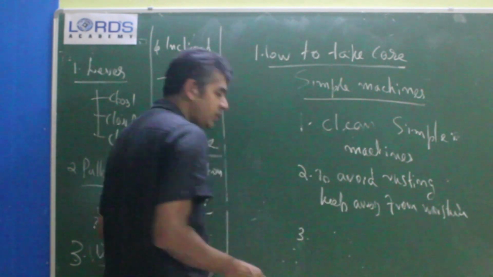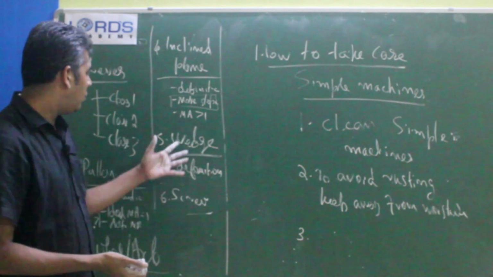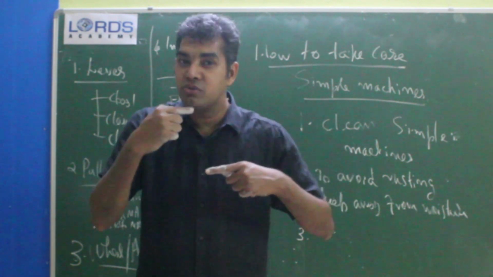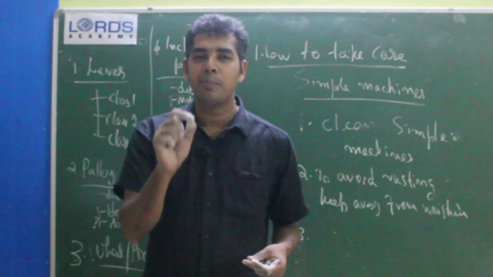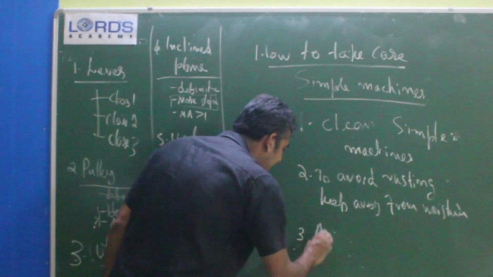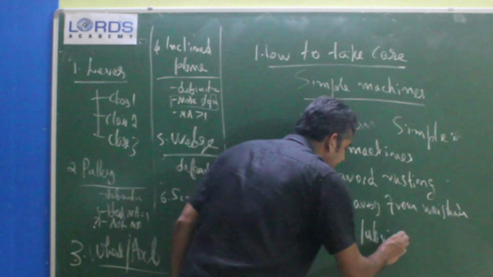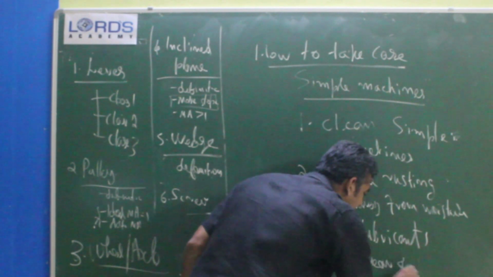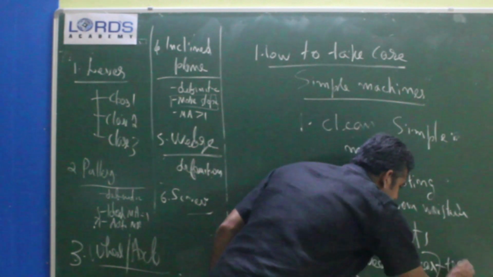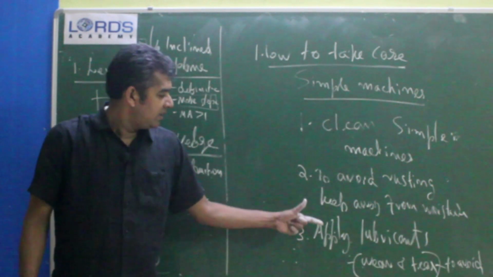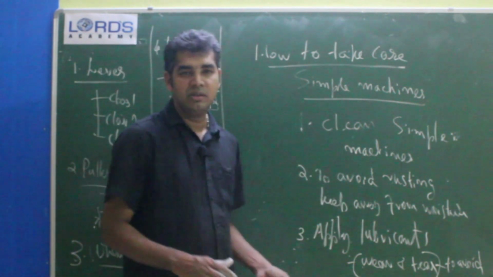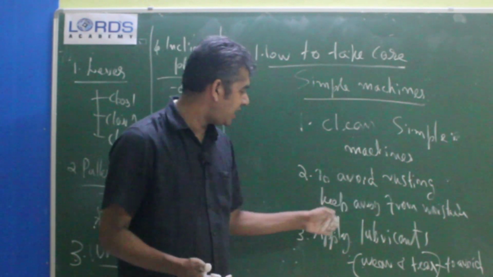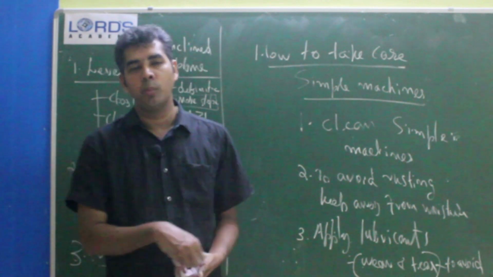Third one, think about some simple machines: pulley, inclined plane, wheel. There is always sliding, so that stands for friction. How can we reduce friction? We have to apply lubricants. We have discussed all these things. So apply lubricants in time. Otherwise, what will happen? Wear and tear will happen. To avoid wear and tear, we use lubricants. These are three methods to take care of simple machines. Clean simple machines occasionally; to avoid rusting, keep them away from moisture; third, apply lubricants. That's the end of the chapter.